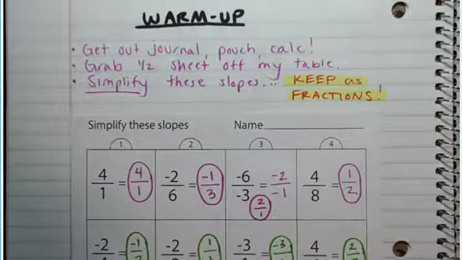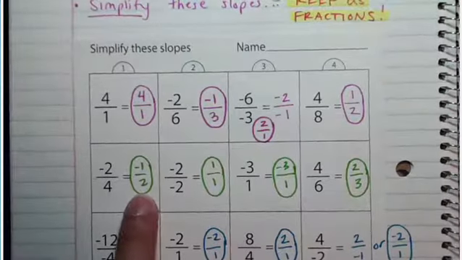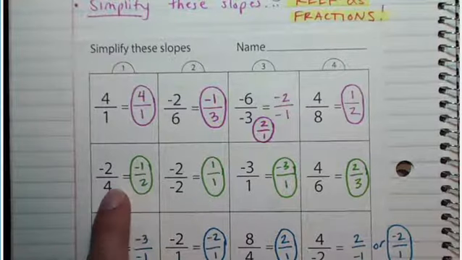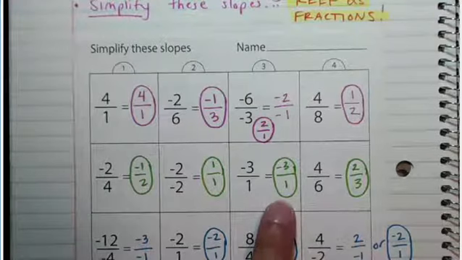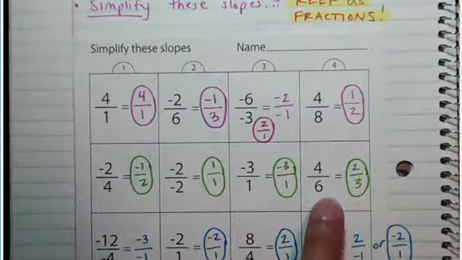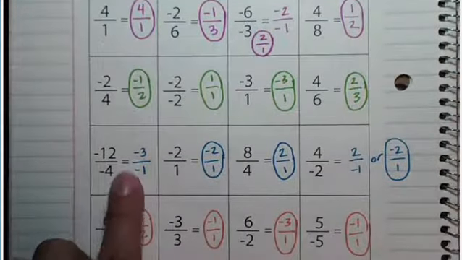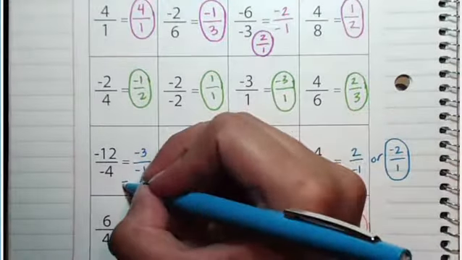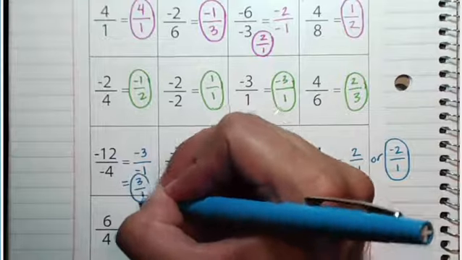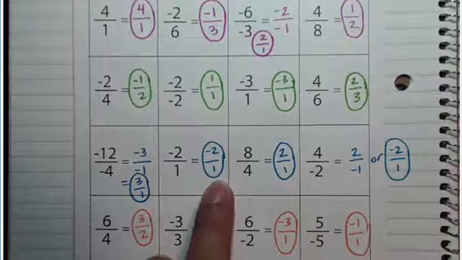Okay, the fourth one here is 1/2. My green line is negative 1 over 2, because both these numbers are divisible by 2. Then 1 over 1, negative 3 over 1, nothing happens there, it's already simplified. And the last one is 2/3. Okay, the next one, negative 12 over negative 4, simplifies to negative 3 over negative 1. Two negatives makes a positive, so my answer here is 3 over 1. Negative 2 over 1 doesn't change, it's already simplified.